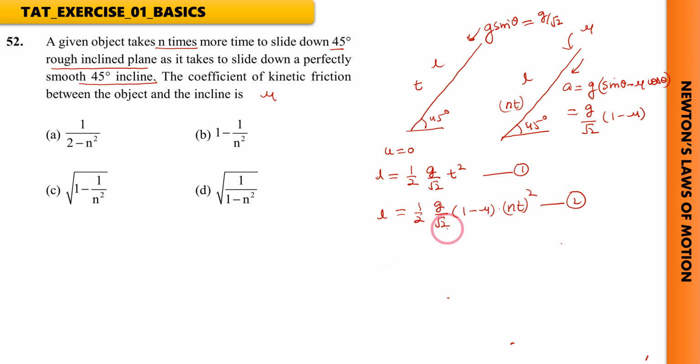Now we have to simplify these two equations to get the relation of mu and n. Directly we get 1 equals (1 minus mu) into n square, since L cancelled, half cancelled, g by root 2 cancelled, and t square cancelled, right? After rearrangement we get mu equals 1 minus 1 upon n square. Do your calculation to verify this. This will be the answer. So answer is B.